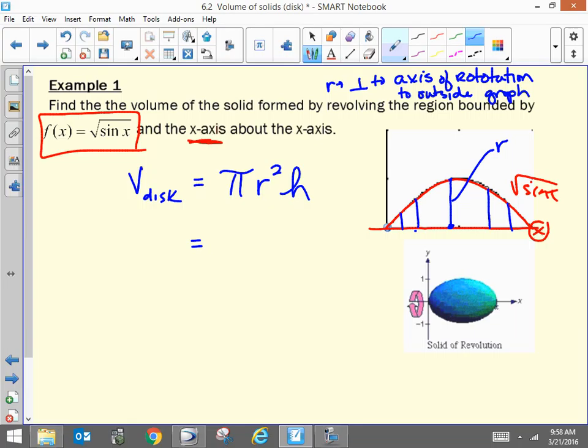So the top is the square root of sine of x, and the bottom is zero. So that is my R. Okay, just like when we were finding the area, we'd go top to bottom, right? To find the length of the rectangle. So the length of the rectangle is the same here as our radius. Okay, so we're going to put that in here. R goes here. Don't forget to square R.